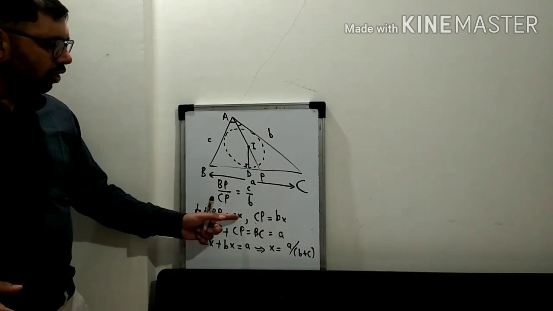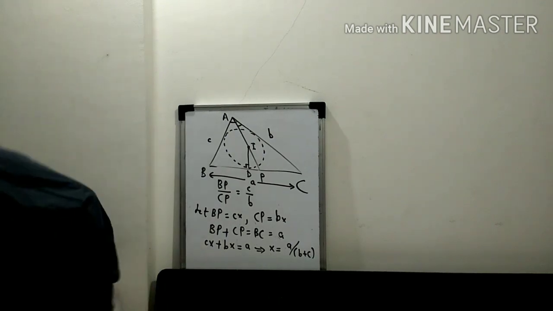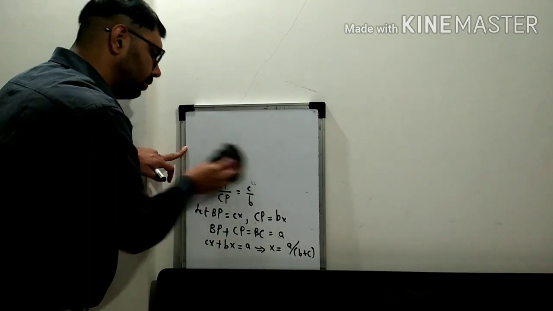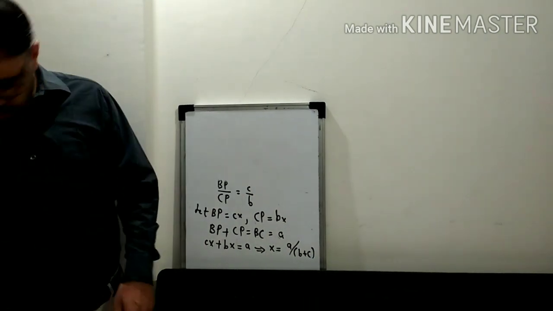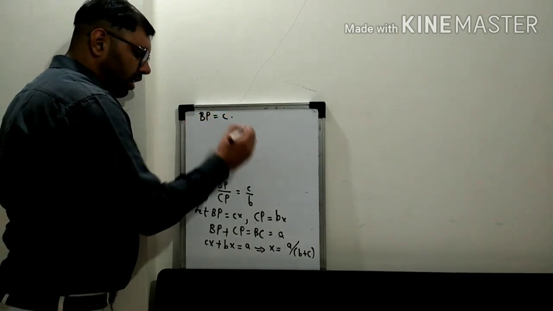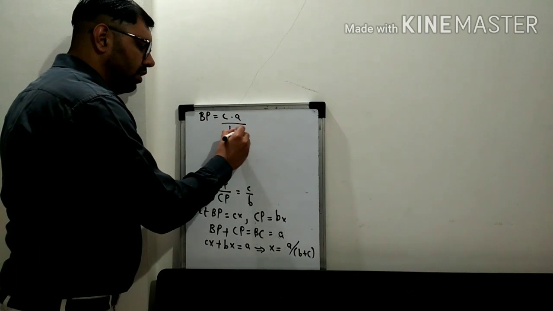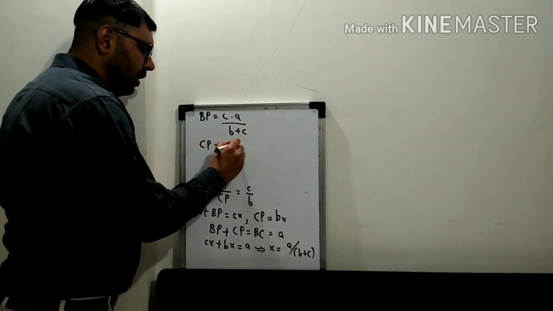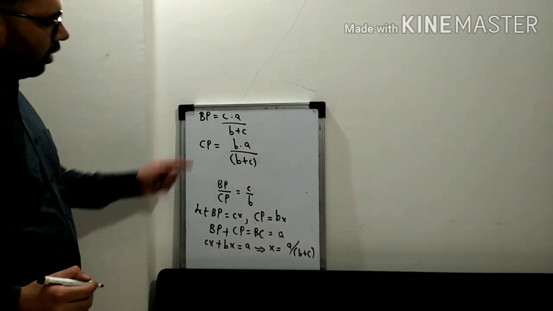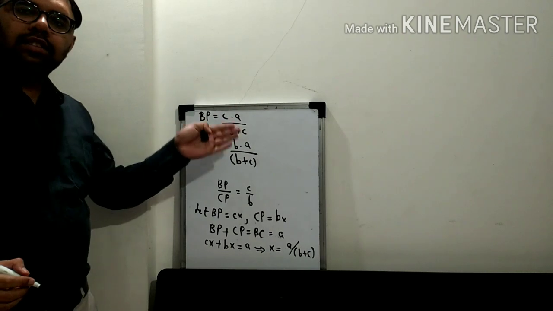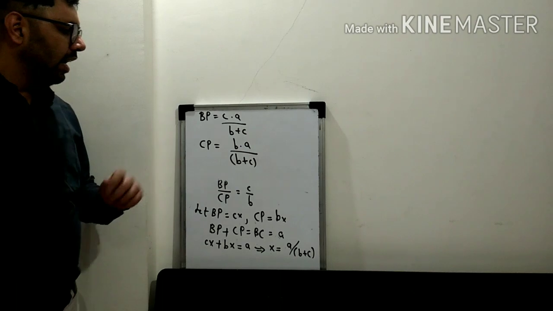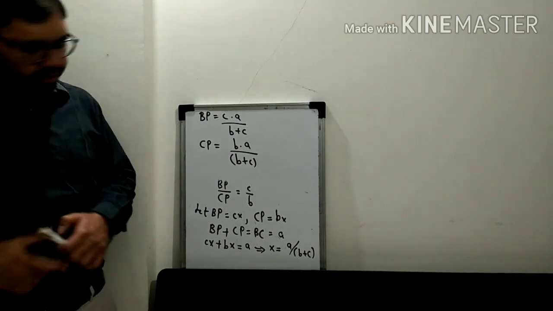So now, substituting the value of x here and here, we can get the values for BP and CP. We got the value of x as a upon b plus c. Now BP is nothing but cx, so c into a upon b plus c. And CP is nothing but bx, so b into a upon b plus c. So this is how you calculate the different lengths where the angle bisector divides the opposite side. BP is equal to ca upon b plus c, and CP is equal to ba upon b plus c.